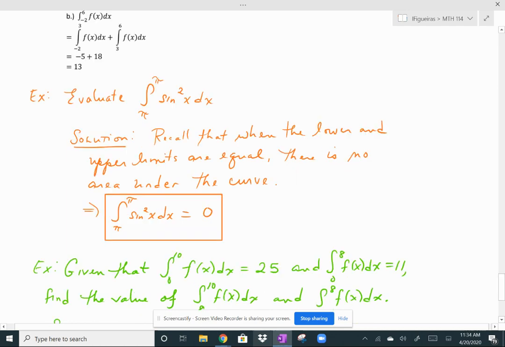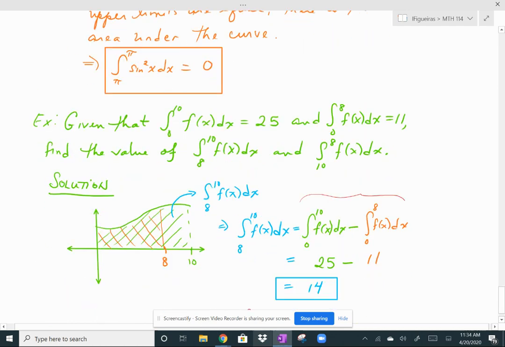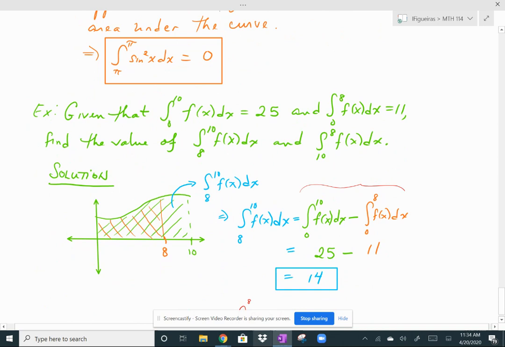Okay, here's another use of the properties. We're given that the integral from 0 to 10 of f of x dx is 25, and the integral from 0 to 8 of f of x dx is 11. We want to find the value of the integral from 8 to 10 of f of x dx, and then from 10 to 8 of f of x dx.